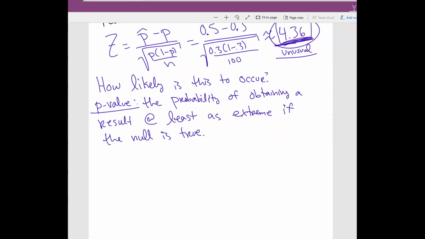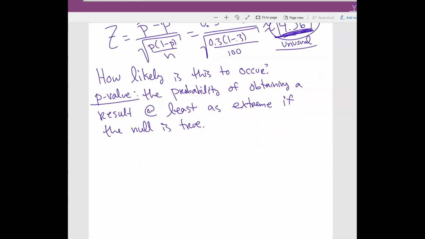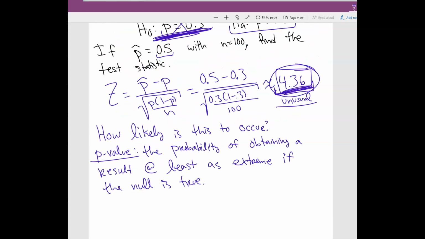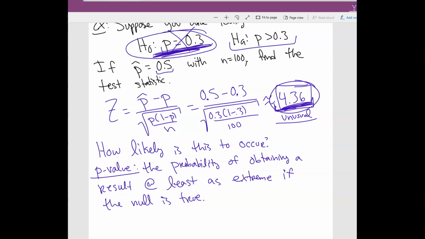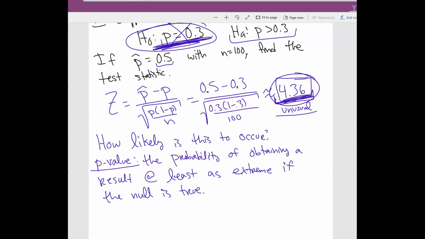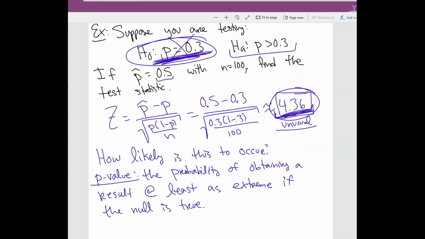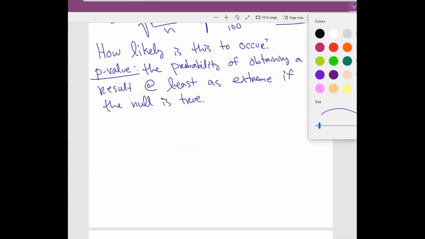It's a big definition. So the probability of obtaining a result at least as extreme as the one that you got, if the null is true. So what is the probability of getting this extreme value assuming that this is true? Okay, so if the p-value is very, very small, then you can probably imagine that H0 is really not true. So how do you really find this?